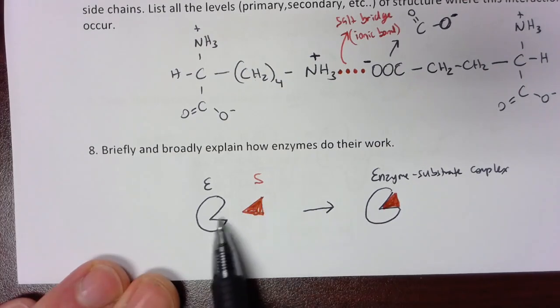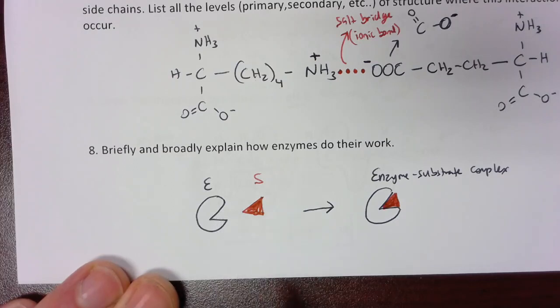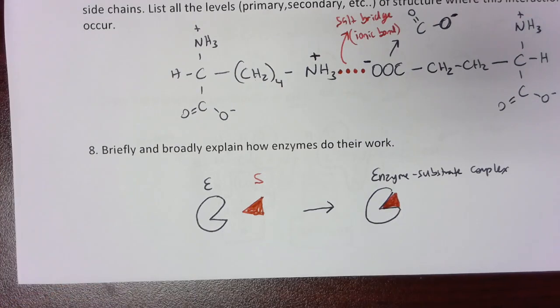So the enzyme will bind the protein and then it will orient it in such a way that water can come in and break those bonds, those peptide bonds. So it lowers the energy barrier necessary for the reaction to take place.